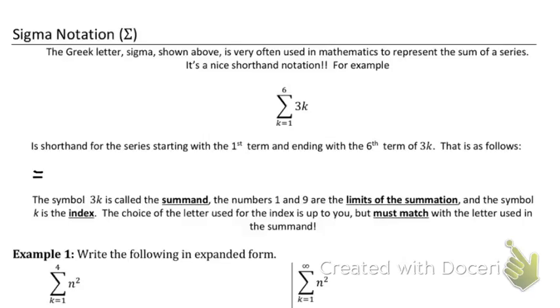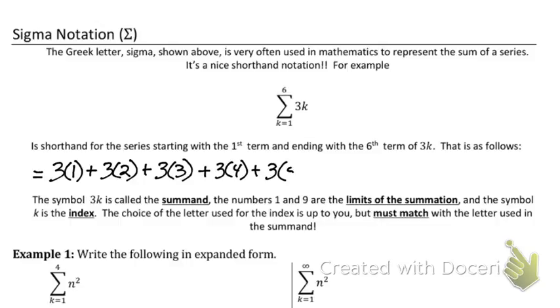It is plugging 1 in for that K, so we have 3 times 1. Then we're going to add 3 times 2. Then we're going to add 3 times 3. Then we're going to add 3 times 4. Then we're going to add 3 times 5.